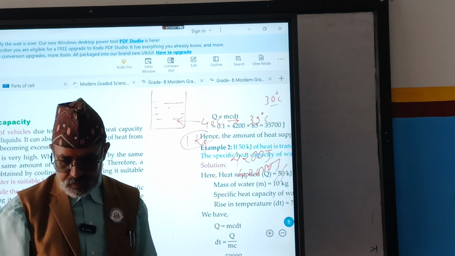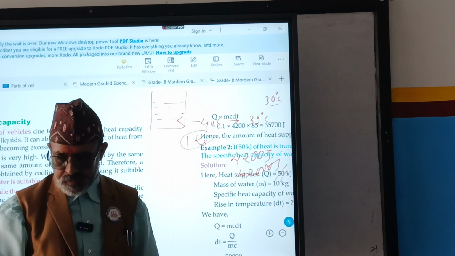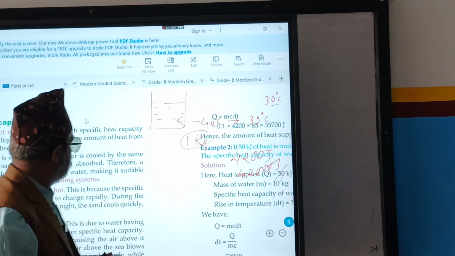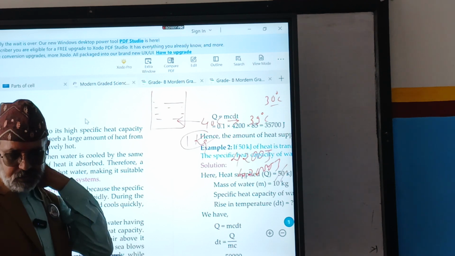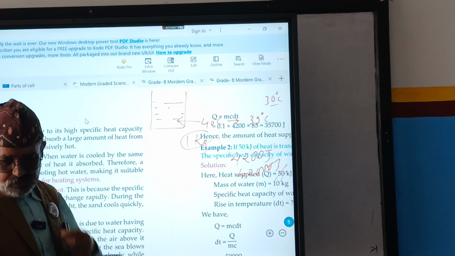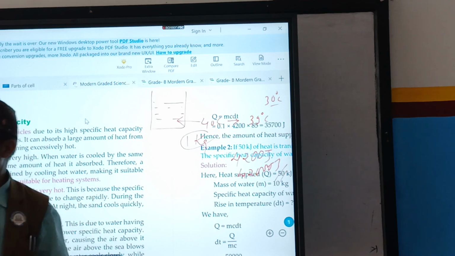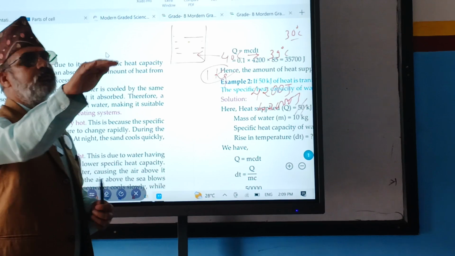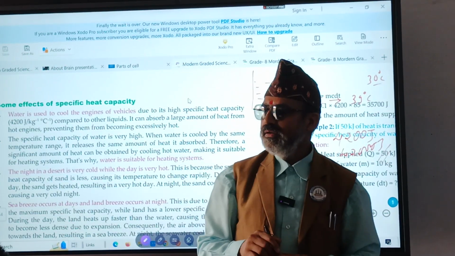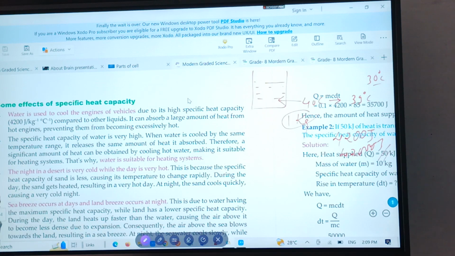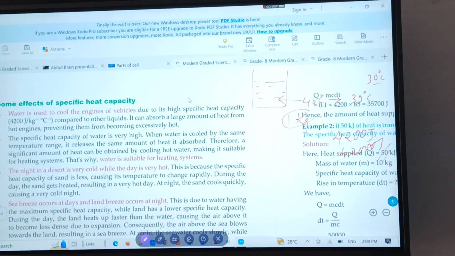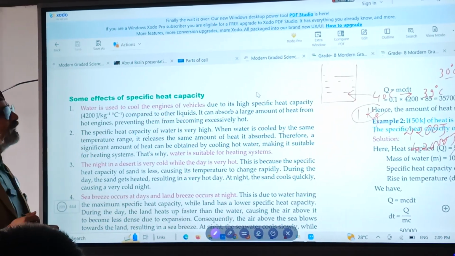Next one is here. The night in a desert is very cold, while the day is very hot. Why? Why is the day very hot? How is the desert filled? With sand. What is the specific heat capacity of sand? It's not given. Actually, 800 joule per kg per degree centigrade.